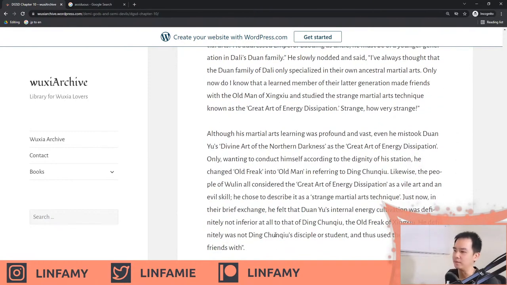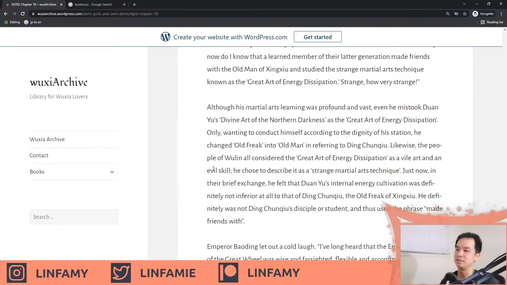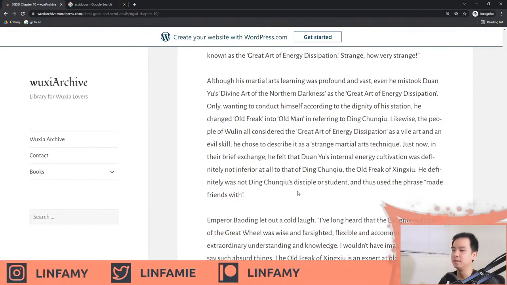Although his martial arts learning was profound and vast, even he mistook Duan Yu's divine art of the northern darkness as the great art of energy dissipation. Only wanting to conduct himself according to the dignity of his station, he changed "old freak" into "old man," referring to Ding Chun Qiu. Likewise, the people of Wulin all considered the great art of energy dissipation as a vile art and an evil skill. He chose to describe it as a strange martial arts technique. Just now, in the brief exchange, he felt that Duan Yu's internal energy cultivation was definitely not inferior at all to that of Ding Chun Qiu, the old freak of Sing Siu. He definitely was not Ding Chun Qiu's disciple or student, and thus used the phrase "made friends with."